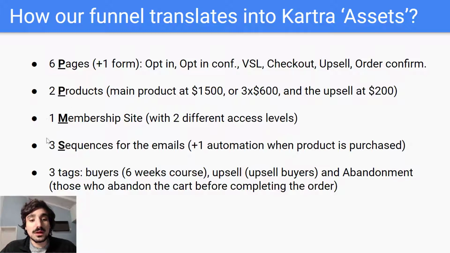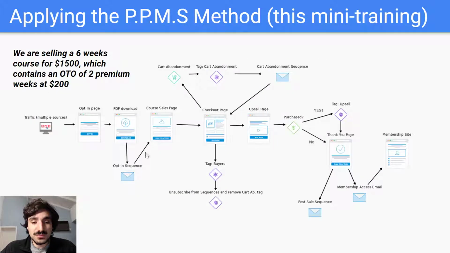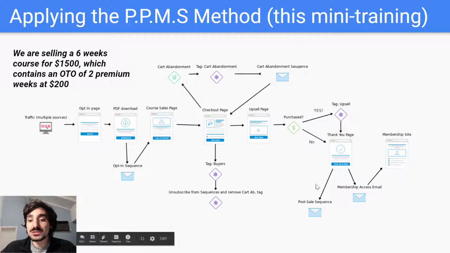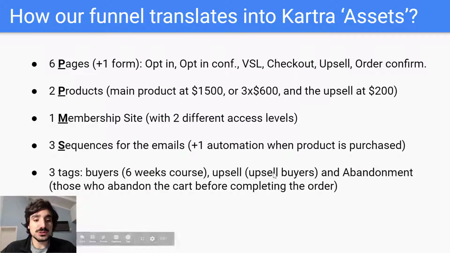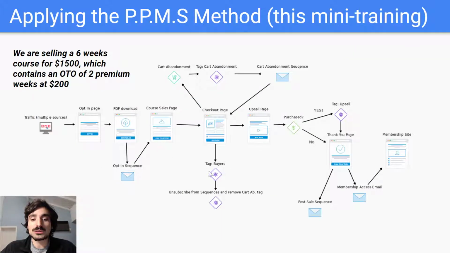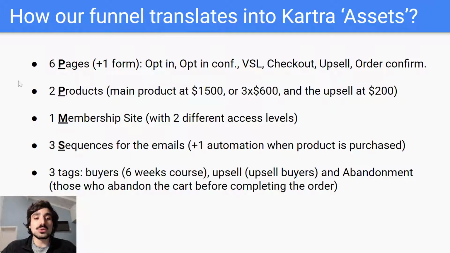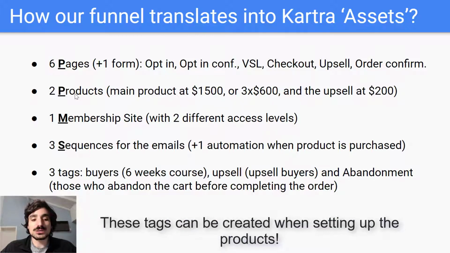Then we will build the 3 sequences of emails. In this case, we have the opt-in sequence, the cart abandonment sequence, and the post-sale sequence, that equal 3 sequences and 3 tags. So if you take a look again, we have the buyer tag, the cart abandonment tag, and the upsell tag that we will create when we create the product. So don't worry too much if this doesn't fit the PPMS description.